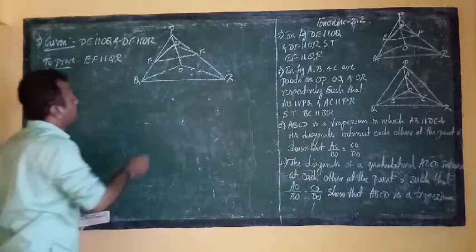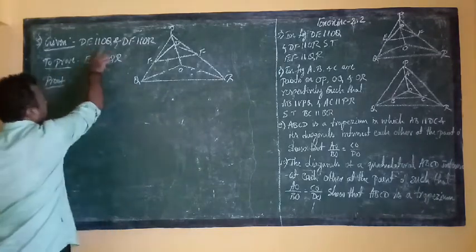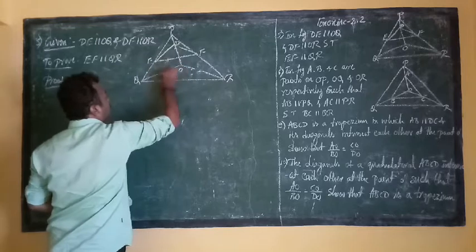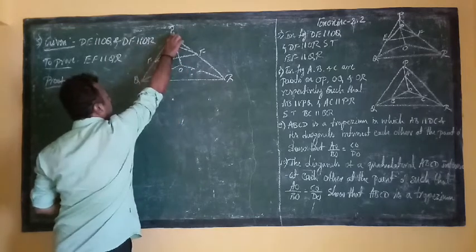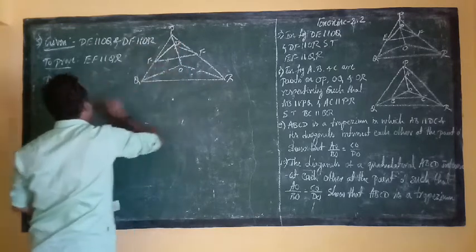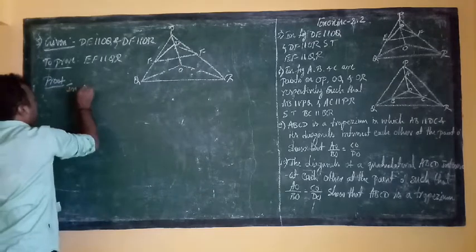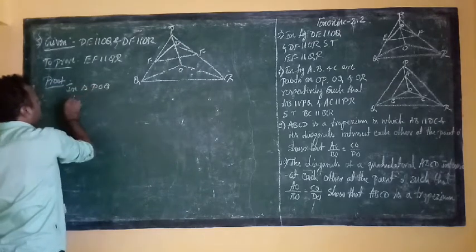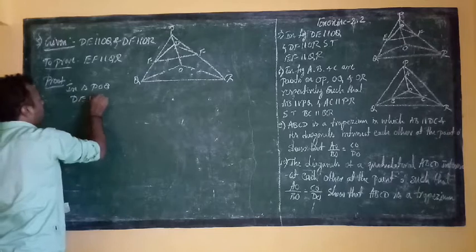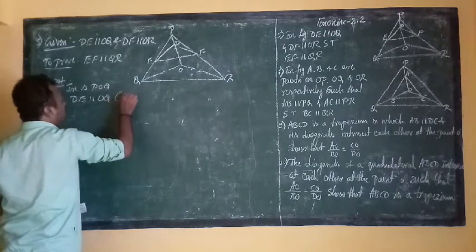See, students, first what they have given? DE is parallel to OQ. Therefore, I will consider the triangle POQ. In triangle POQ, here DE is parallel to OQ because of given.